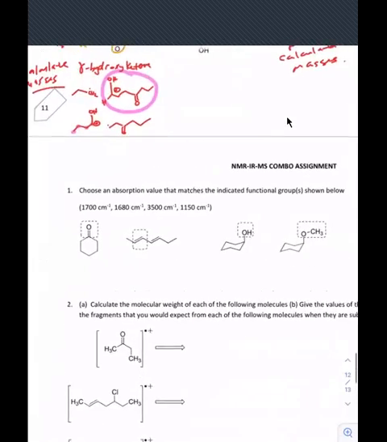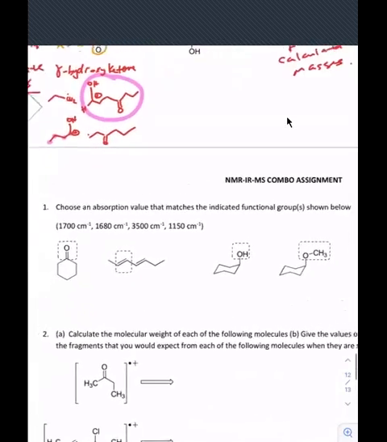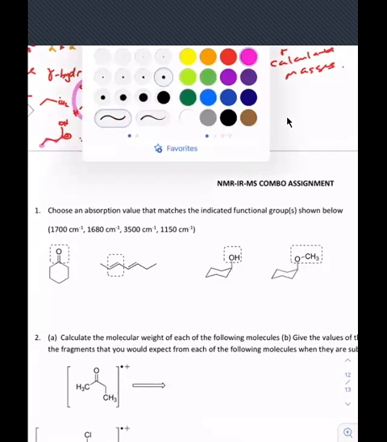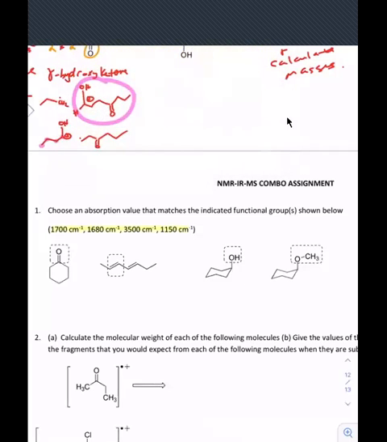Yeah, right here. So for the functional groups here that are circled or highlighted or boxed in, and we got some numbers up here that we can choose from. All right, let's start at that carbonyl. Which frequency or wave number absorption value would you pick for the carbonyl? Out of 1700, 1680, 3500, and 1150.